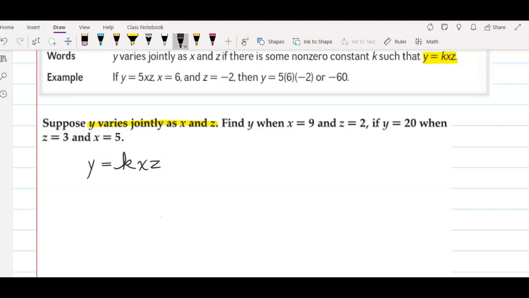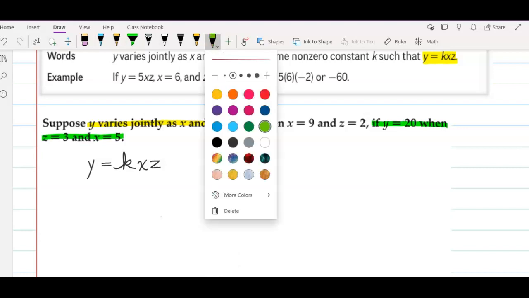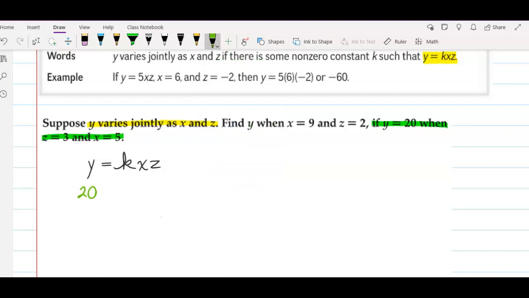Next, we want to find y when x equals 9 and z equals 2. If y equals 20 when z equals 3 and x equals 5. So unlike the last example, we need the piece of the sentence first that has all three variables in it, x, y, and z. We need that one. If I start with what I've been given first, which comes right before this green sentence, I'm not going to have enough to solve for k. And we need to solve for k first. So I'm going to take this green information and plug it into my equation.